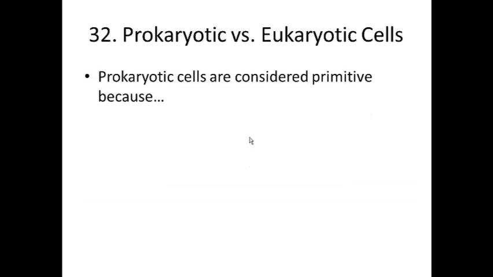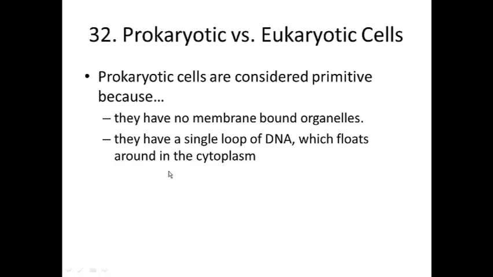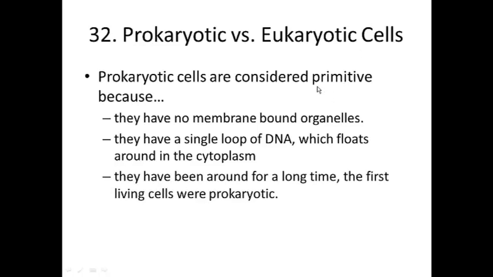Prokaryotic cells are considered primitive because they have no membrane-bound organelles. They have a single loop of DNA, which just floats around in the cytoplasm. And they've been around for a long time. The very first living cells on Earth were prokaryotic cells.